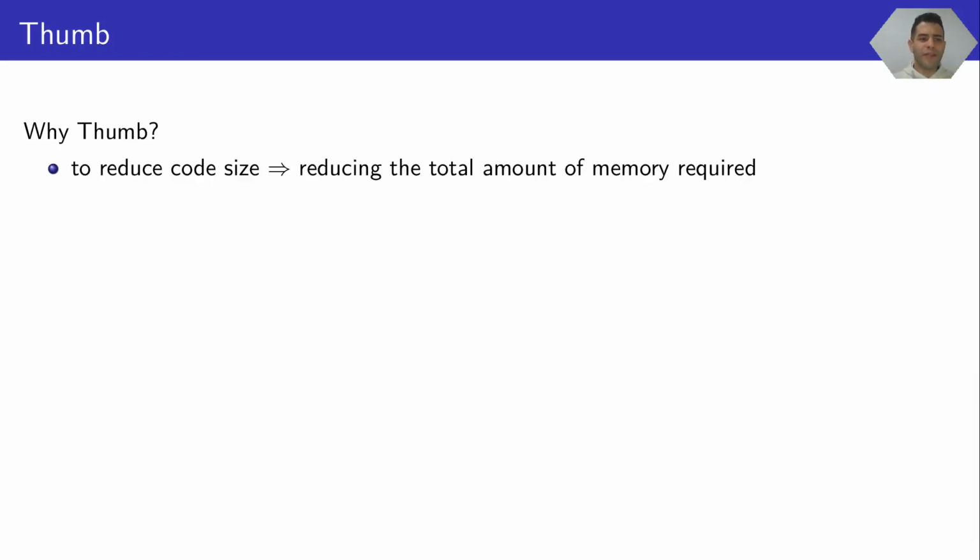But why Thumb? Why did they come up with this idea? The goal was to reduce the code size, so to reduce the total amount of memory required to store your program. Because whether you're using a variable length of 16 or 32 bits, or just a 32-bit fixed length instruction set, for sure with Thumb the size will always be the same or less.